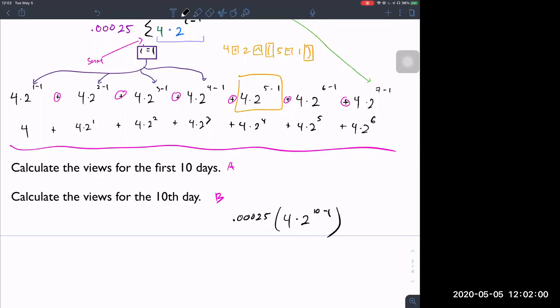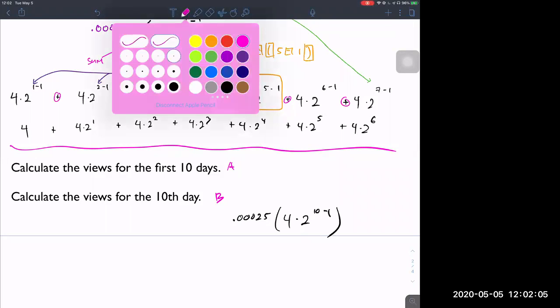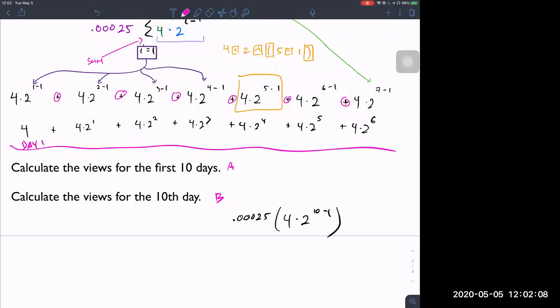Right? Because summation implies day 1, day 2, day 3, day 4, day 5, and so on and so forth. First 10 days versus the 10th day. Would it just be 4 times 2 to the 9th? Correct. Okay, cool. Only use a summation if it is asked for.